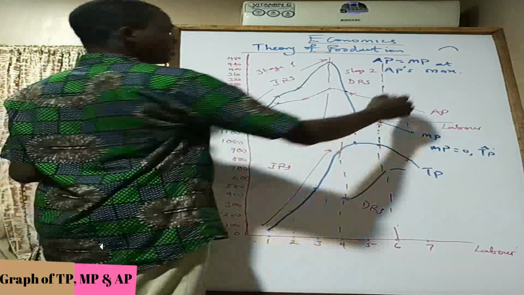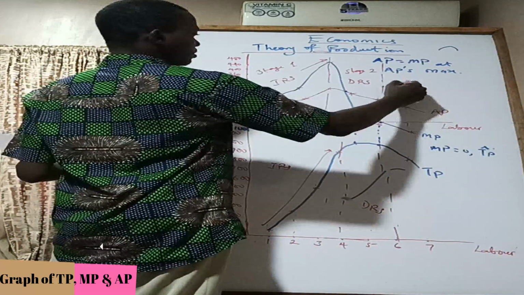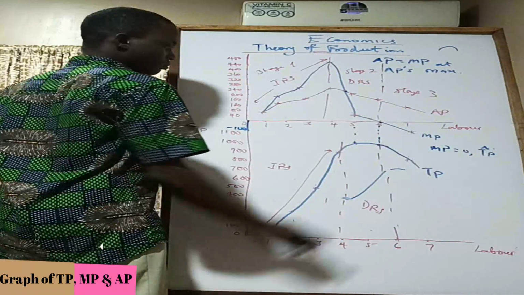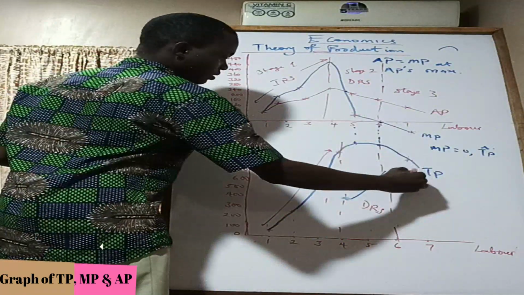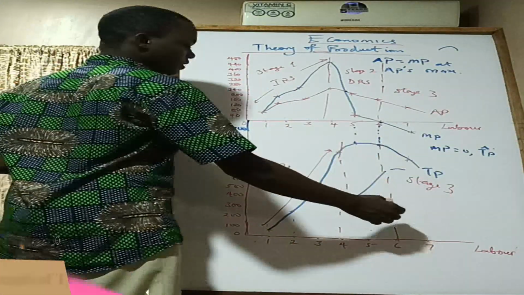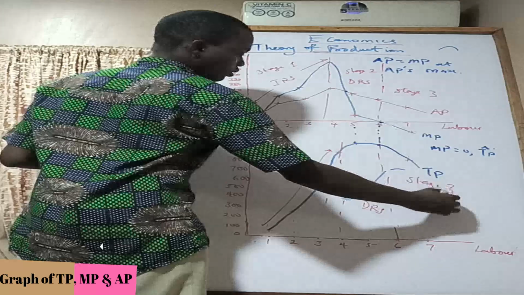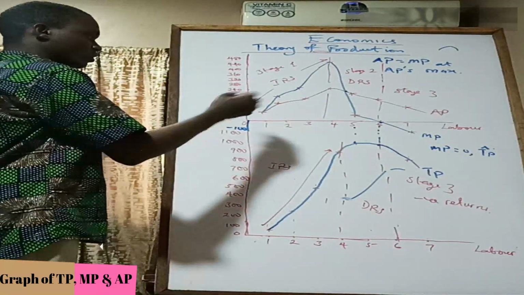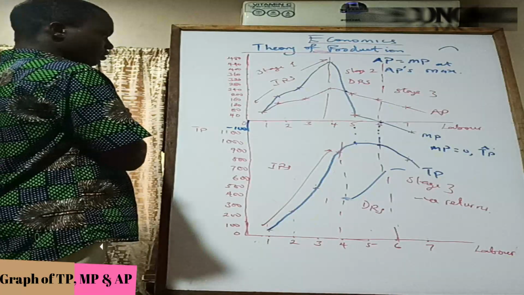And then stage 3 is what is left. Stage 3. So your marginal product is now negative. So the rest here, stage 3. So that's where your total product is falling. So that is where you're having negative returns. So I just wanted to point that out. Increasing returns, decreasing returns, negative.